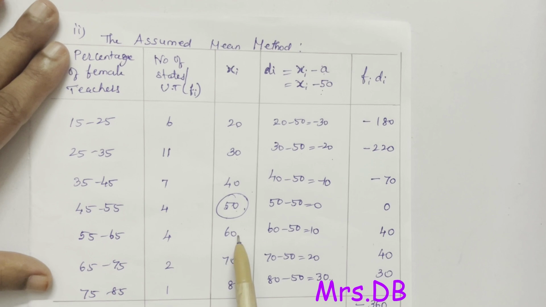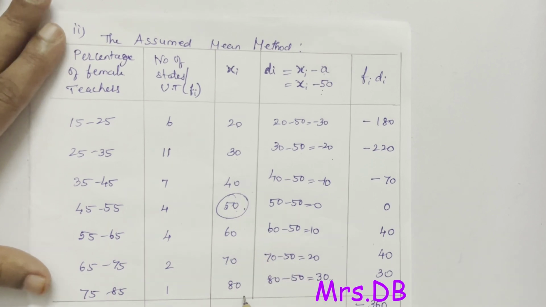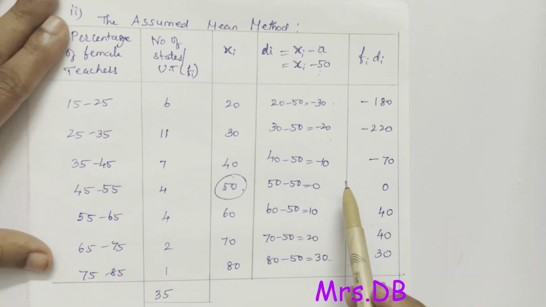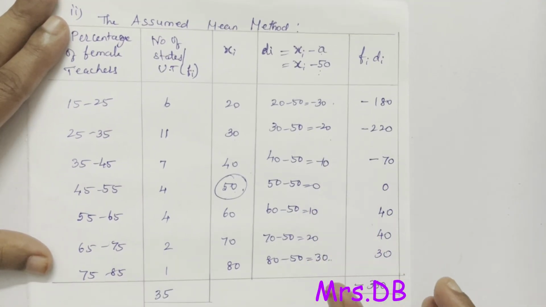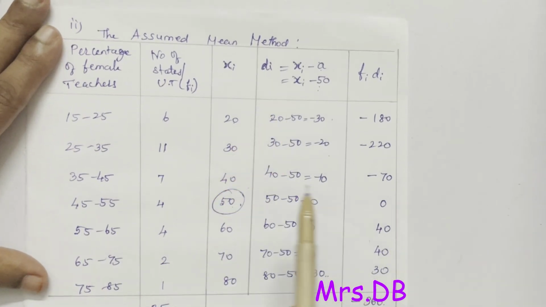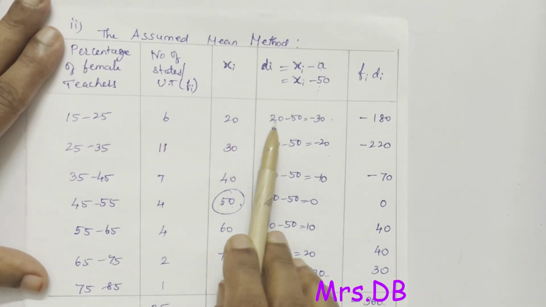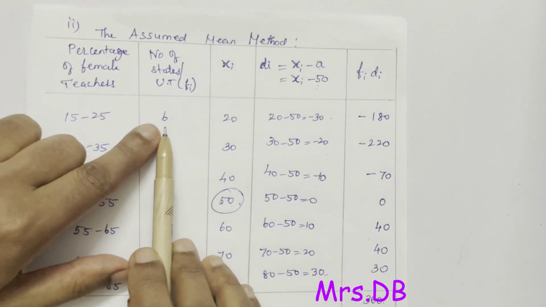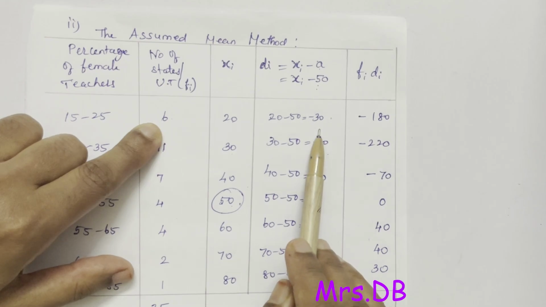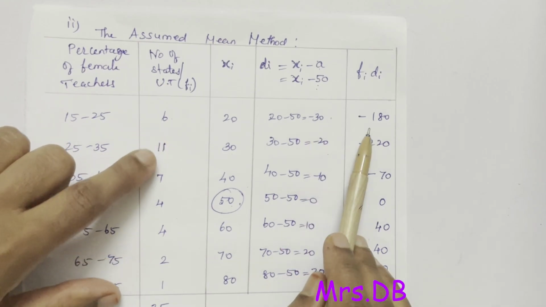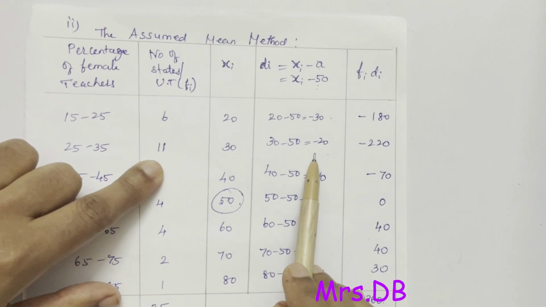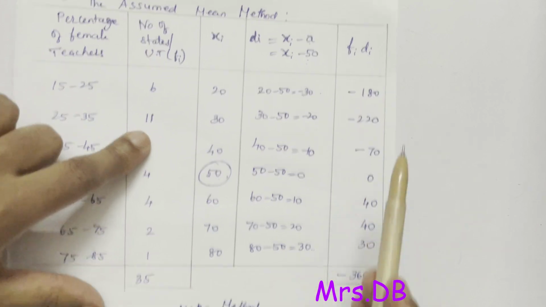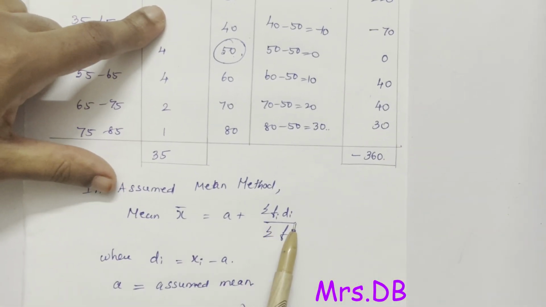Here 40, 50, 60, 70 are bigger numbers when compared to these numbers 0, 10, 20, 30. So now we have reduced xi as di. Now we have to calculate fi di. I have just multiplied fi with di. 6 into minus 30 is minus 180, 11 into minus 20 is minus 120. In that way we have multiplied, and then in our formula we need sigma fi di.